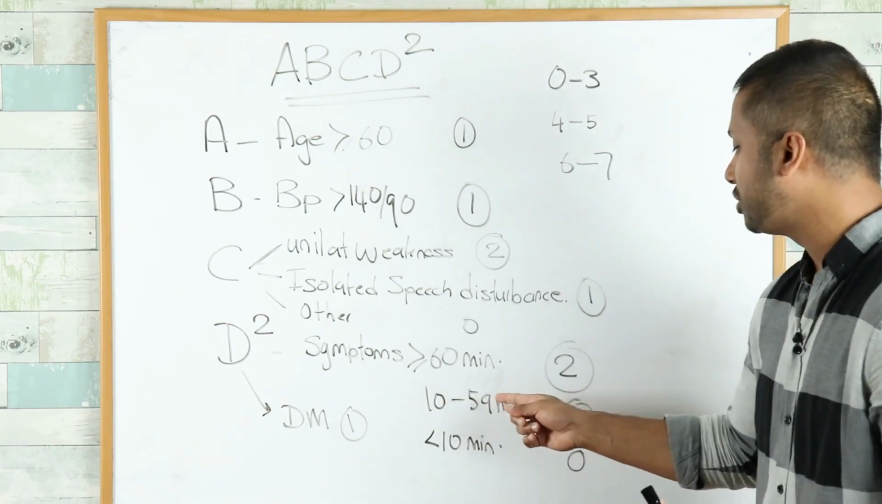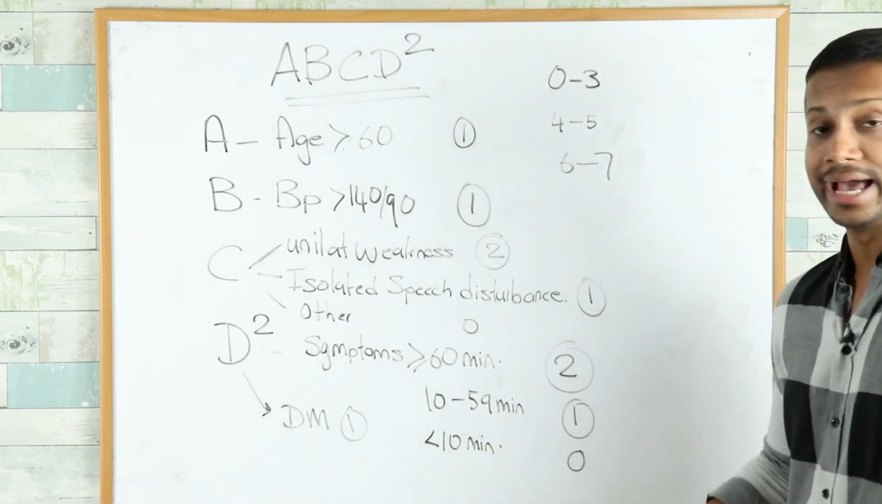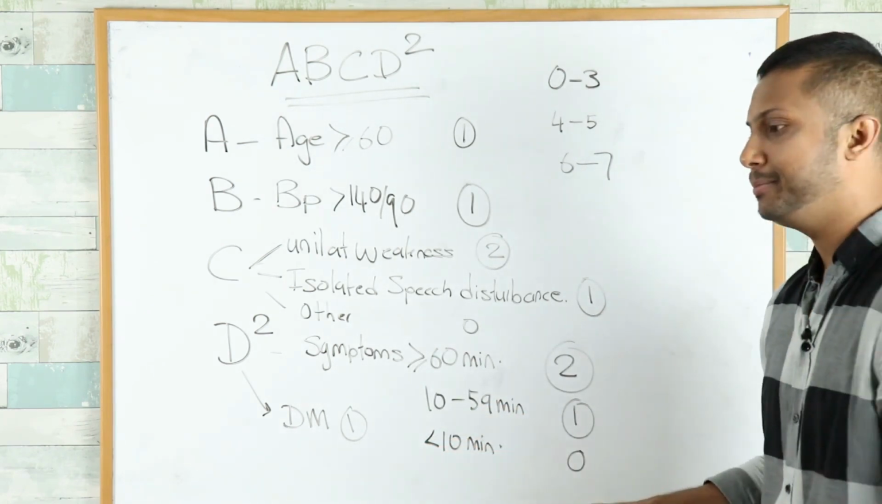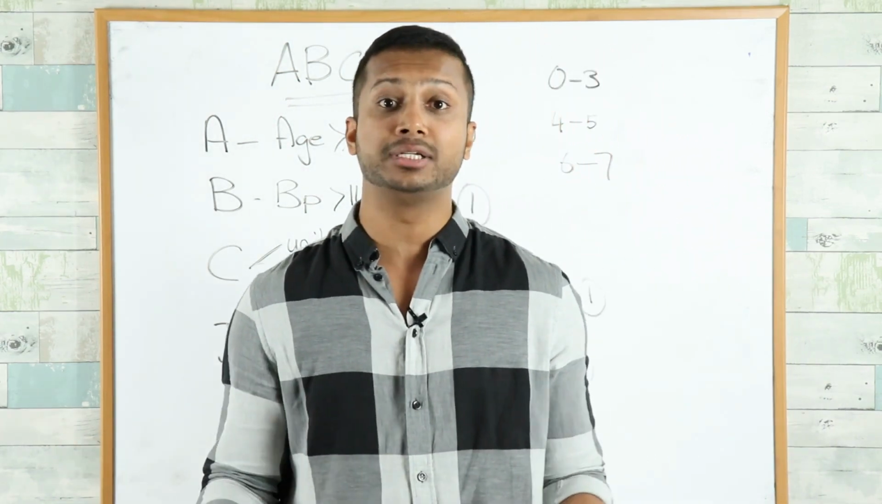If it is 10 to 59 minutes, it's 1 point, and if it is less than 10 minutes, then we'll get 0 points. Diabetes, it's simple. If the patient has diabetes, gets 1 point. If no diabetes, 0 points.